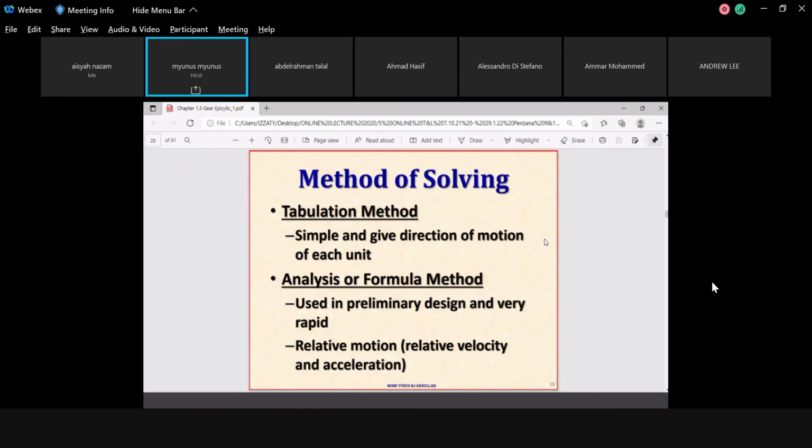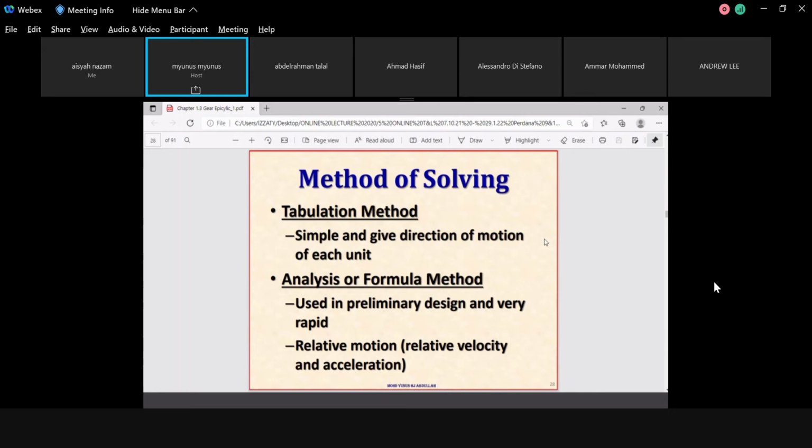But if you read books typically written by European scholars, most books use the analytical or formula methods to define the gear ratio. But if you start reading a book from Indian scholars, for example, Kurumi Prasad Balachandran, Rao, they most likely use the tabulation method, because I presume the tabulation method is the easiest method to display the results and also to check whether the result is correct or not. That is one.